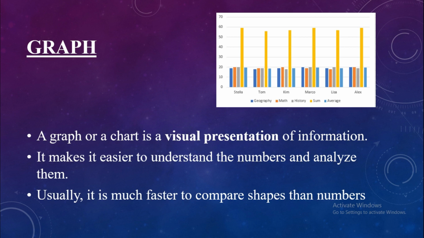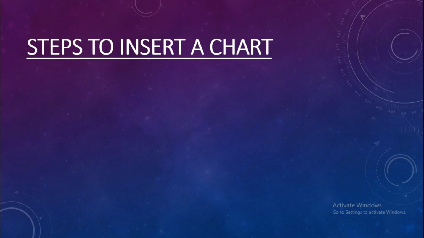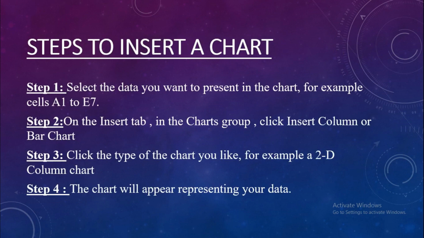Now we have to obtain the steps to make a graph from Microsoft Excel. Steps to insert a chart or a graph in Microsoft Excel. Step number 1, select the data that you want to present in the chart. For example, cells A1 to E7. Step 2, on the Insert tab in the Charts group, click Insert column or bar chart. That is step number 2.